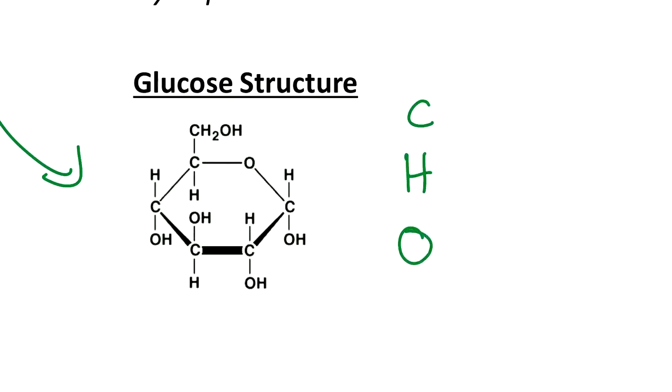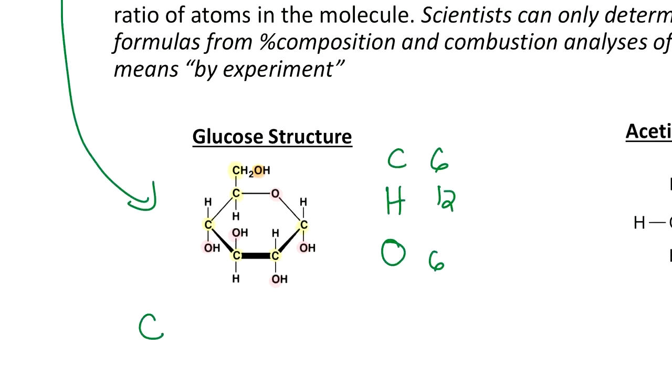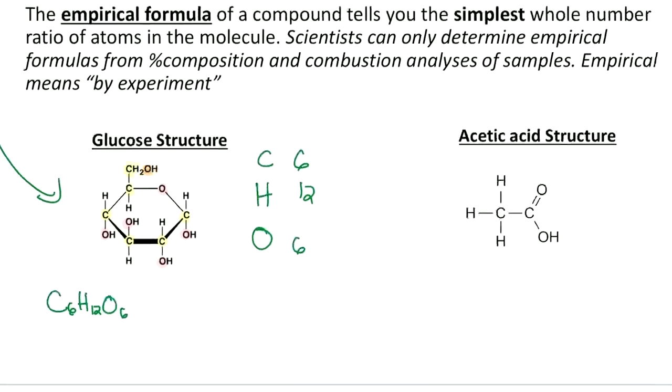I heard it. 1, 2, 3, 4, 5, 6. There's 6 carbons. Let's do oxygens next. 1, 2, 3, 4, 5, 6. 6 oxygens. How many hydrogens? 12. Yes, very good. 12. So we can write this formula as C6H12O6.